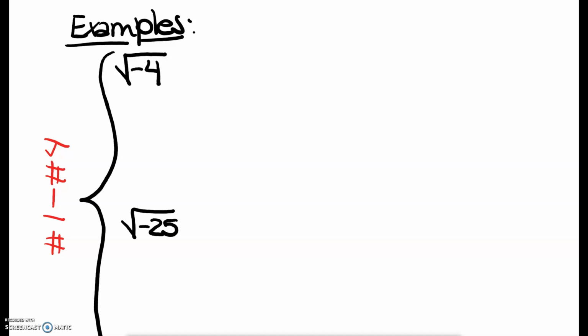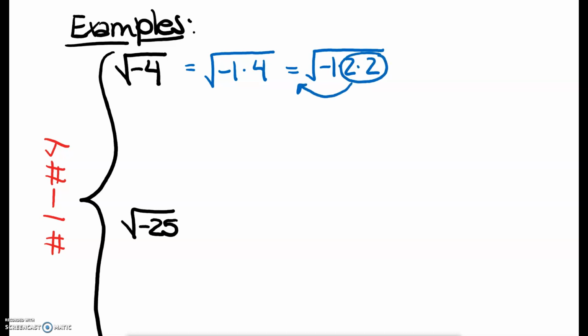Well, I have a negative under my radical, so the first thing I'm going to do is write -1 times 4. So I'm going to factor out that -1, and then I'm going to take a look at my number and factor it. I know that 4 is 2 times 2, and I have a nice group of 2 here, so I'm going to bring that group out. And I am left with 2 times the square root of -1.